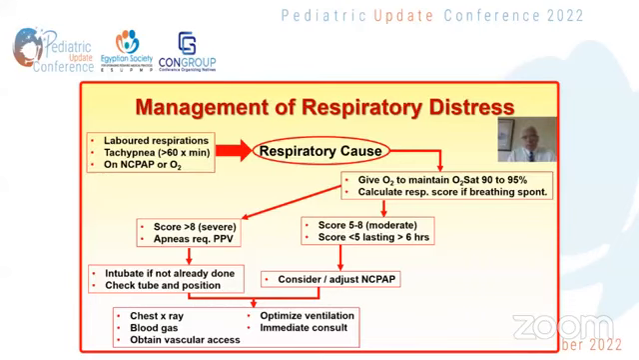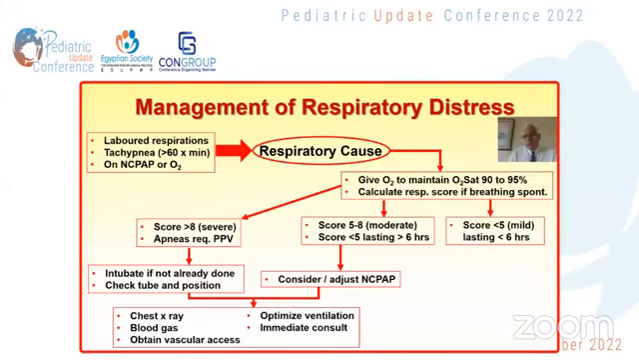In both those cases, either with severe or moderate scoring, at this point you should be doing a chest x-ray and a blood gas. You should try to obtain vascular access, an IV, to give fluids and glucose. Try to optimize ventilation, especially if the blood gas shows high CO2. And you should try to consult a senior person or a neonatologist.